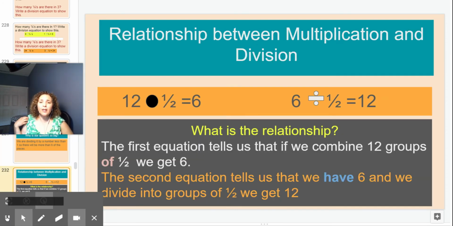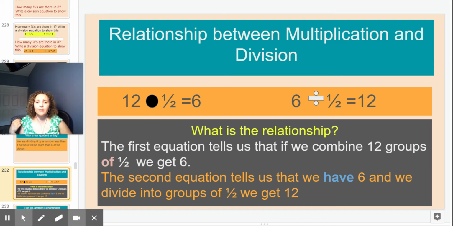So one way to look at this: 12 times 1/2 is 6. The first equation tells us that we are combining 12 groups of 1/2, so we get 6. The second equation, 6 divided by 1/2, is telling me that we have 6 and we divide it into groups that are half, so we get 12. So we get more.